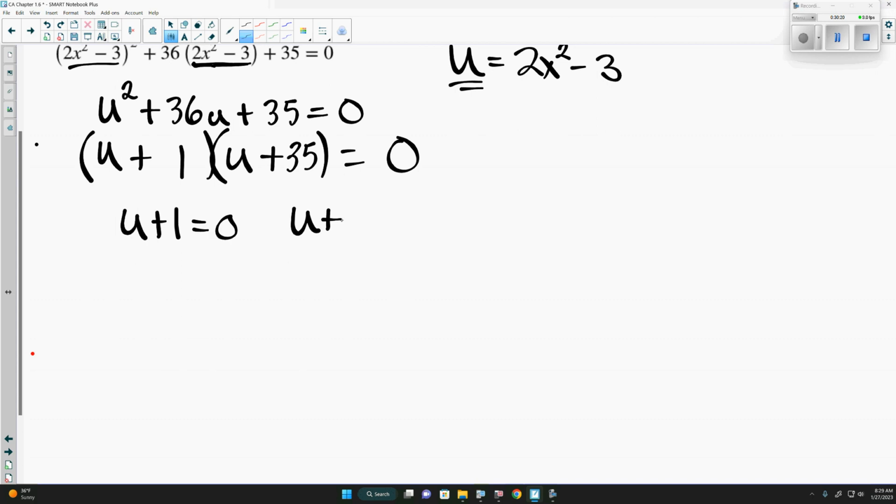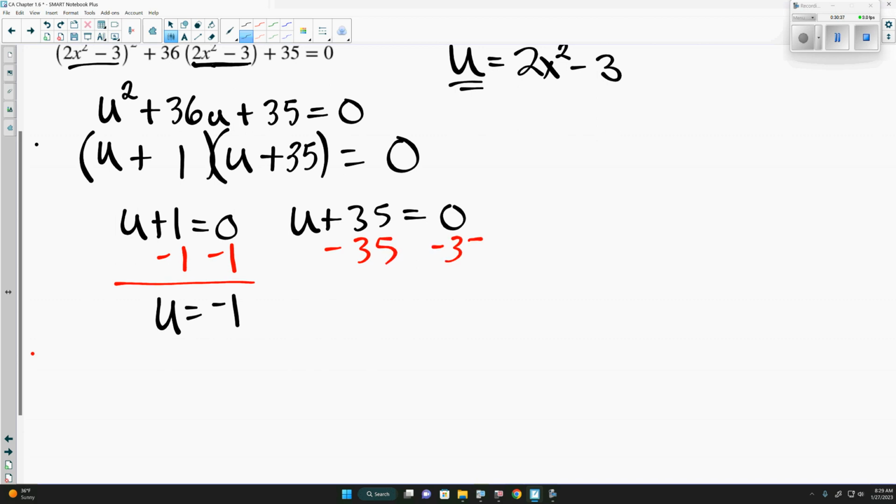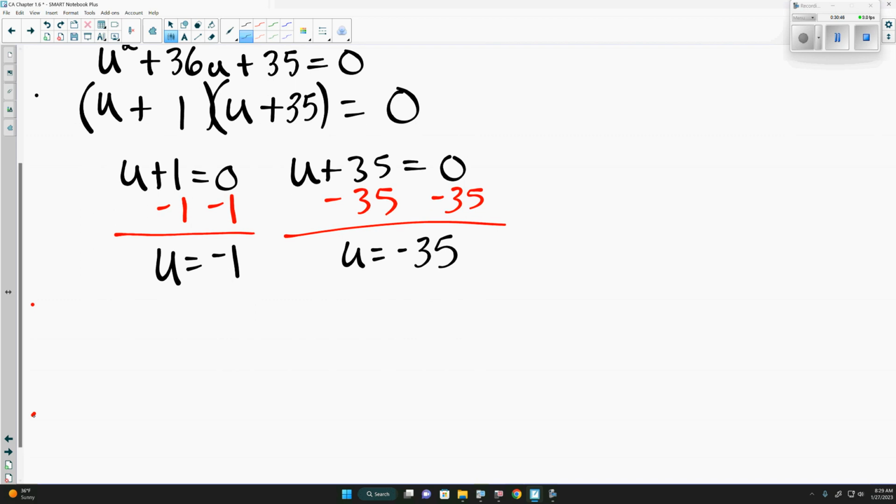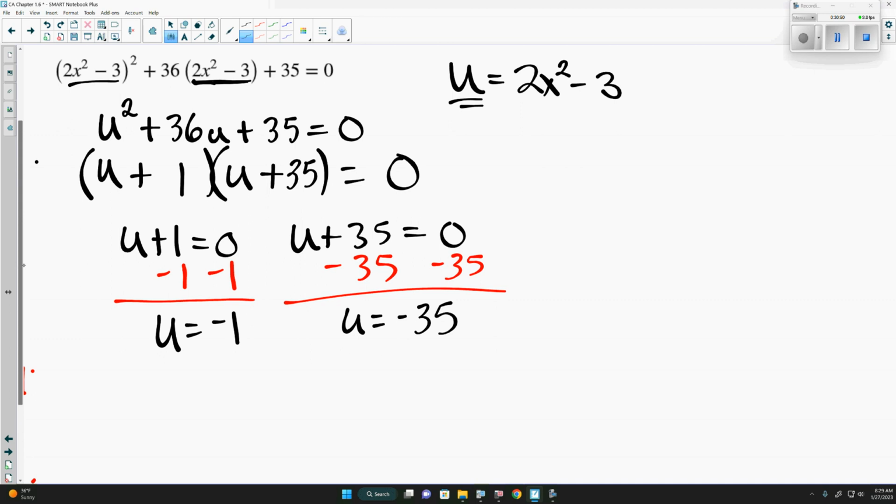Now we have two things multiplied together to equal 0, so one of them must be 0. So either u plus 1 is 0, or u plus 35 is 0. And if we solve these here, we get u is equal to -1. And over here, we get u is equal to -35. Questions on these so far?